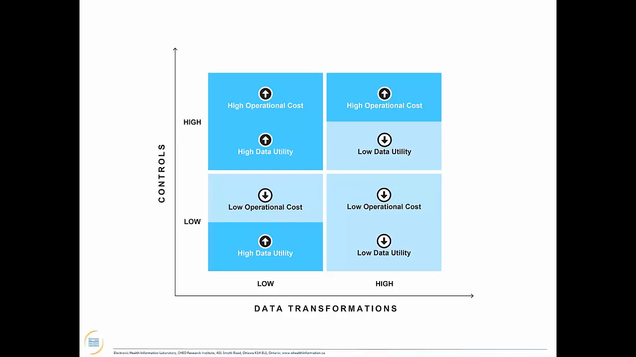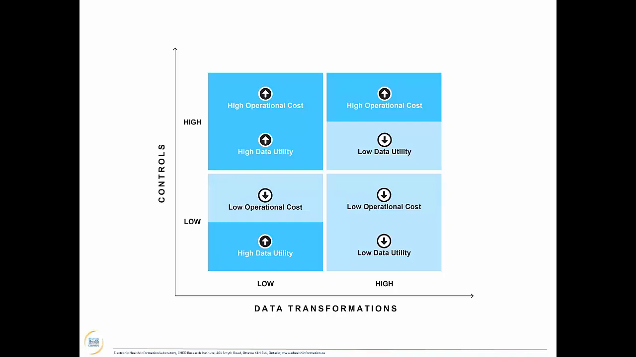Okay. So there is another kind of trade-off which is important between cost and data utility. For example, implementing a high level of controls entails higher operational costs, as we can see. This becomes more acceptable when the data utility is also high. So for example, the ideal is when there is low operational cost and high data utility, which is the lower left quadrant in this diagram.